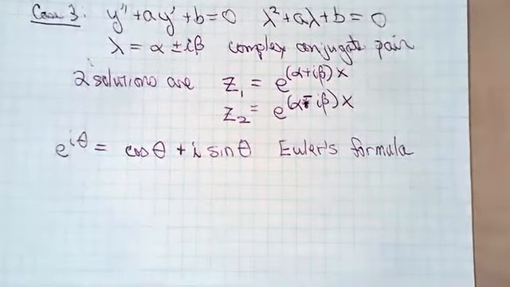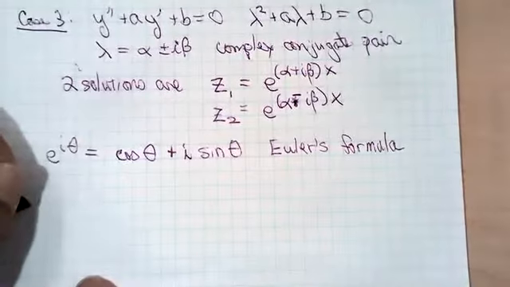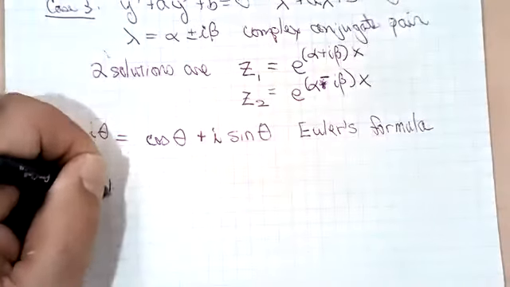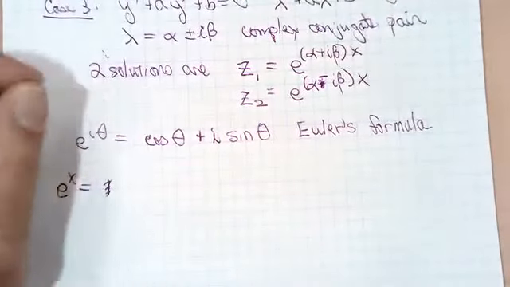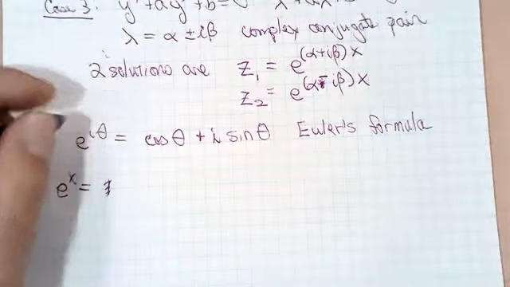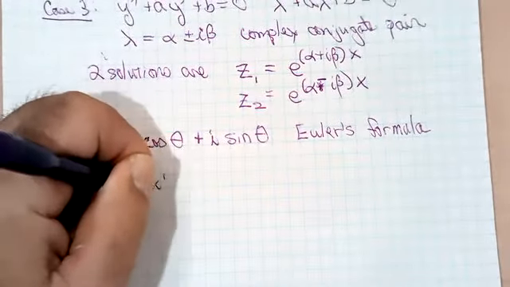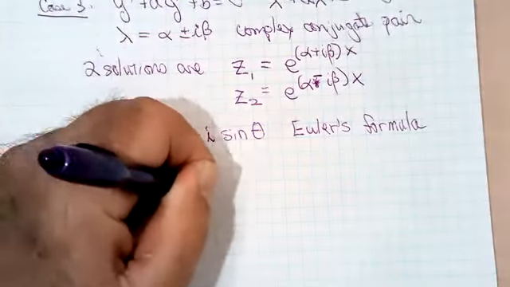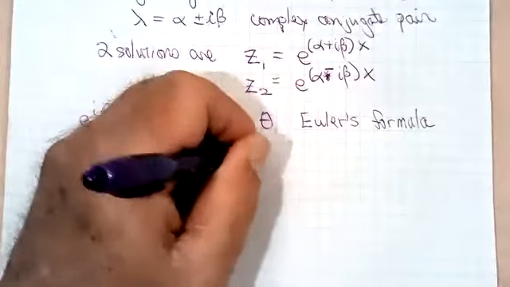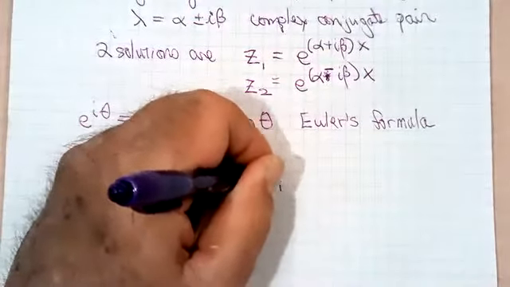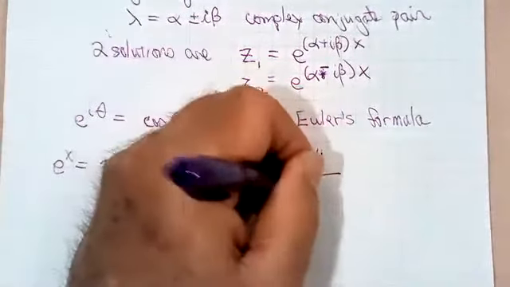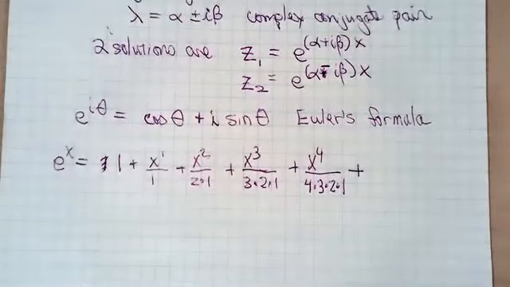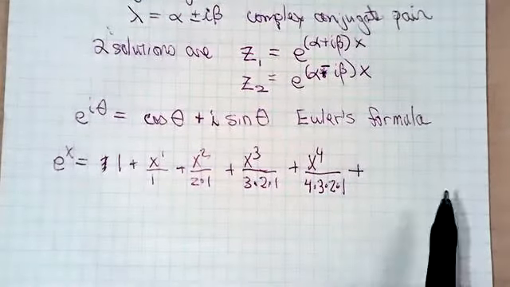Now, why on earth should that be? Well, here is why. e to the x is equal to 1 plus x to the 1 over 1, plus x squared over 2 times 1, plus x cubed over 3 times 2 times 1, plus x to the 4 over 4 times 3 times 2 times 1, plus, and unfortunately, if I write out the whole thing, this class will never, ever end because this goes on forever. It's an infinite series.